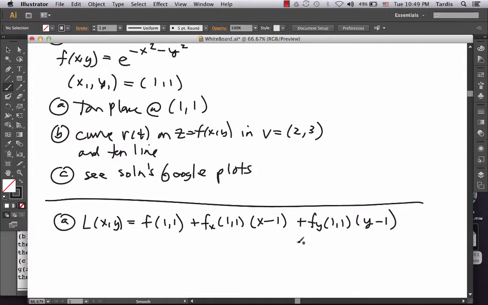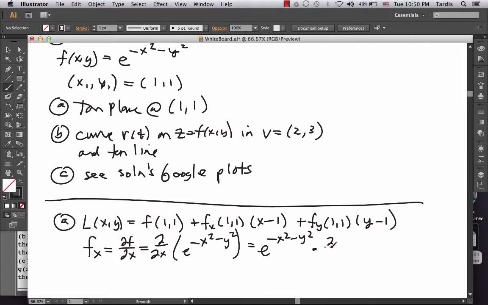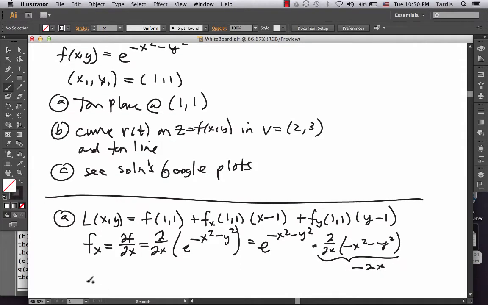Okay, so there's what you need to do. It's pretty straightforward to compute, so just make sure you double check f sub x, the partial derivative of f with respect to x, which is the partial derivative with respect to x of the function e to the negative x squared minus y squared, which is simply e to the minus x squared minus y squared multiplied by the derivative of the inside function, negative x squared minus y squared, and this piece is negative 2x. Similarly, you should find f sub y is equal to e to the minus x squared minus y squared multiplied by negative 2y.